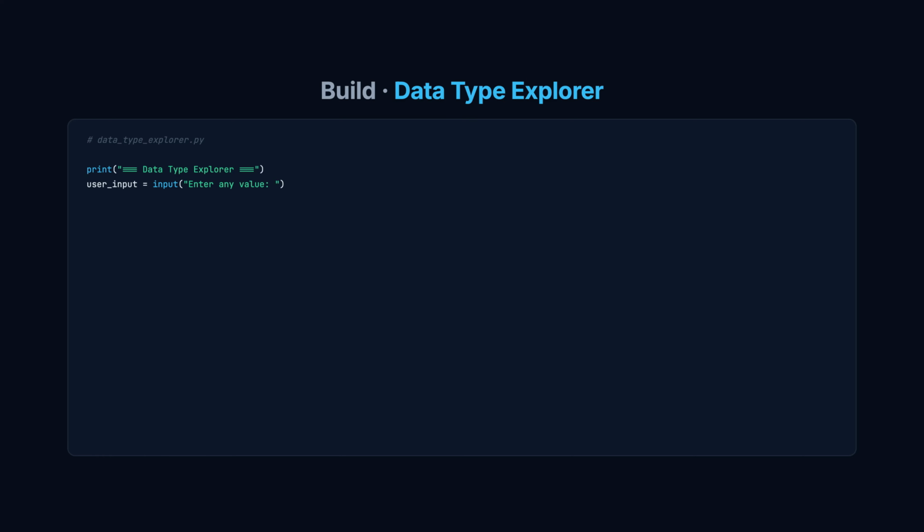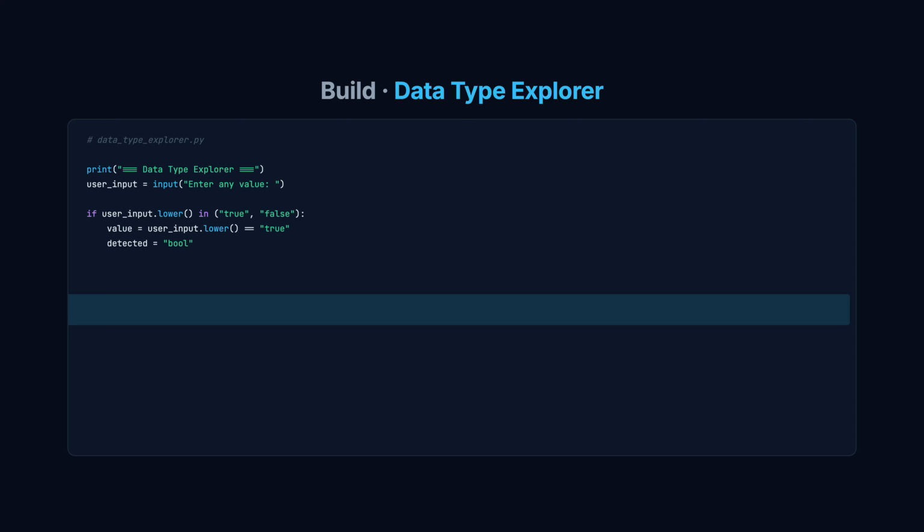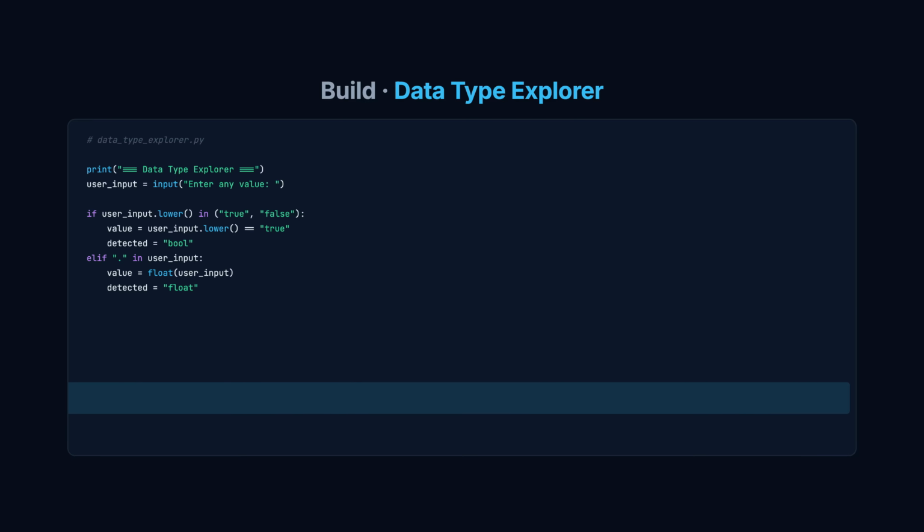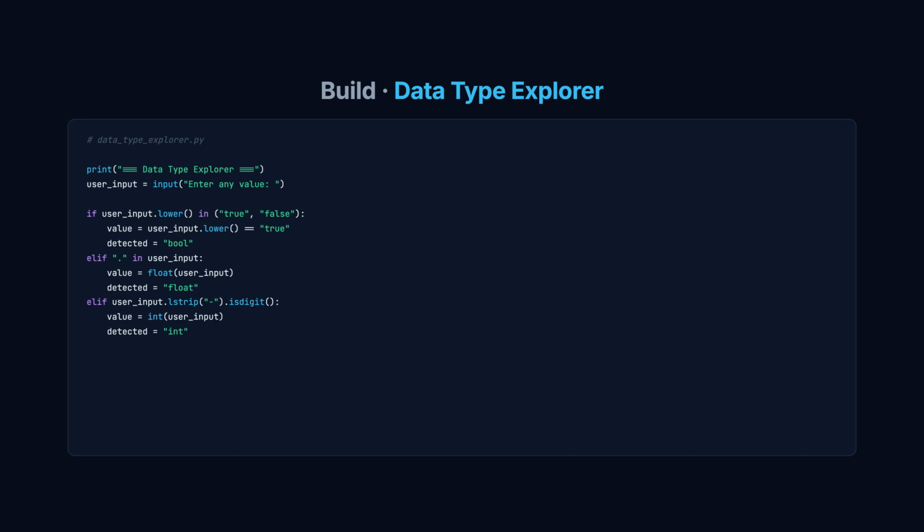Now the logic. First check. If the lowercase text is literally the word true or false, we have a Boolean. Convert accordingly. Second check. If the text contains a period, try to read it as a float. Third check. Strip a leading minus sign if present, then ask if every remaining character is a digit. If yes, it is an int. If none of those match, leave it as a string. It is text. Finally, print 3 lines. The value itself, its type as reported by type.__name__, and the label we detected.